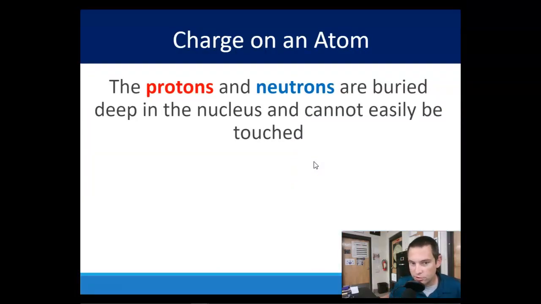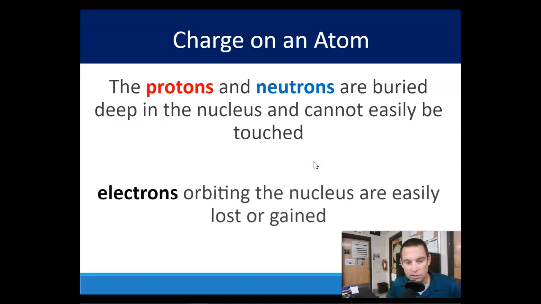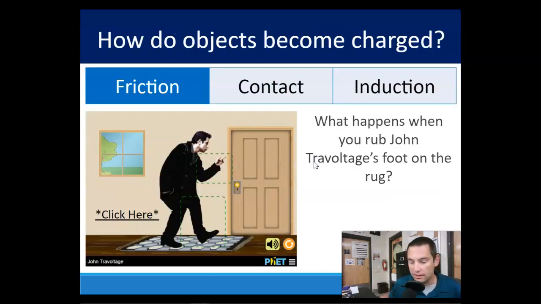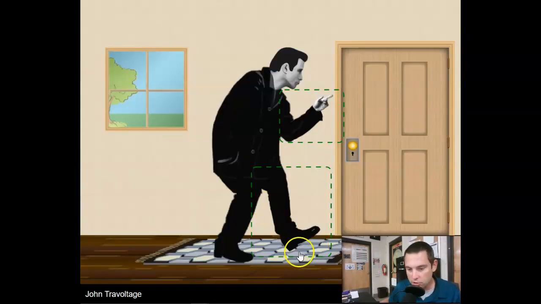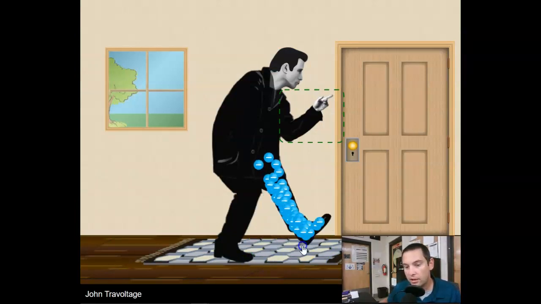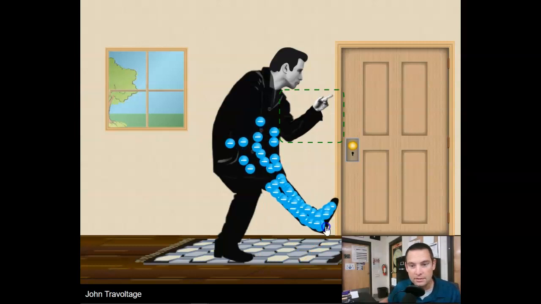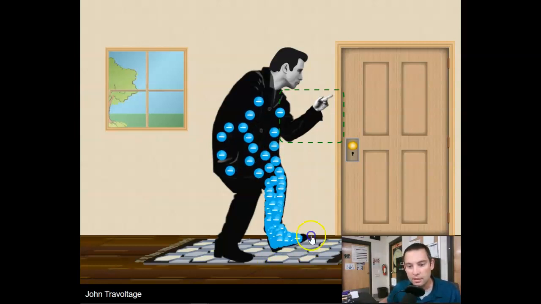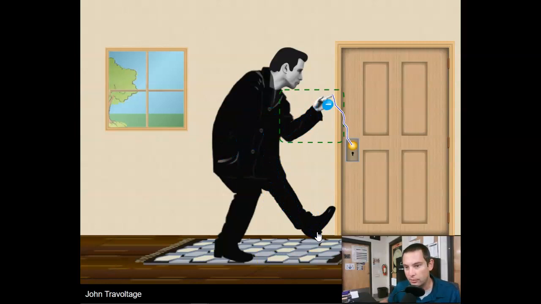The protons and neutrons are buried deep in the nucleus and cannot easily be touched. Electrons orbiting the nucleus are easily gained or lost, especially those valence electrons that maybe you learned a lot about in chemistry. John Travoltage is going to be picking up some charge as we rub his foot on the carpet, and that extra charge is just going to hang out on the outside of his body. It's going to look for some place to go, the nearest conductor, and there we go. Once we've built up enough charge, then it can make a bigger leap.